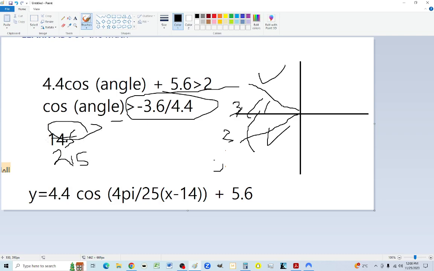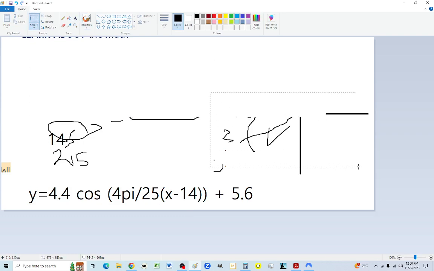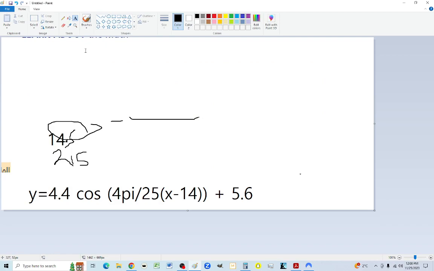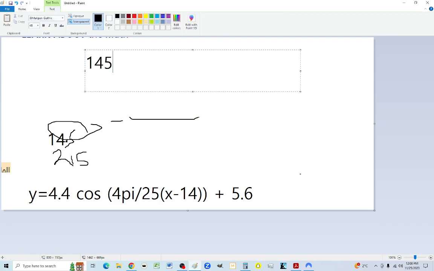So we're talking about 145 or 215 as the angle. Now we can bring in the transformations. Let's say x is 145, and now we have to translate 145 degrees into radians, and we do that by taking pi and dividing by 180. So it's really 145 over 180 pi, that's how you transform. So it's really 145 pi over 180. There you go. That transforms it into pi radians equal to 4 pi divided by 25 times x minus 14.